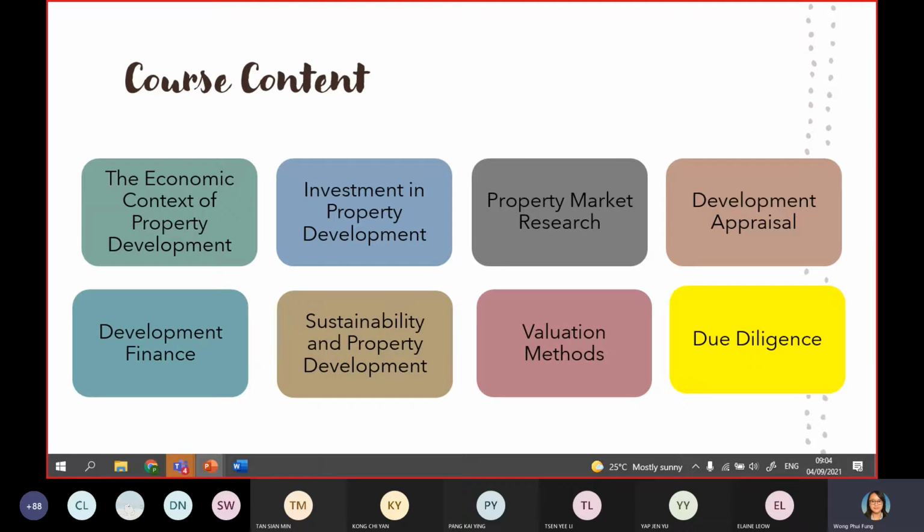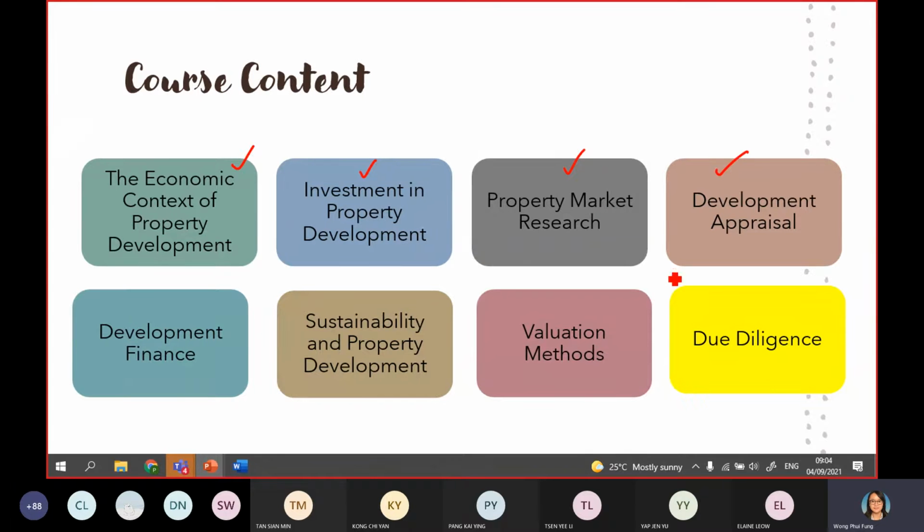So for this course, I have actually delivered all these course content. At the beginning, I started to deliver the economic context, focusing on micro and macroeconomics. After that, investment in property development. We learned a few types of investment, and after that, we zoomed into property investment. Then you learned how to conduct proper market research, the 7-step market research. So you demonstrated the skill when you did the assignment.